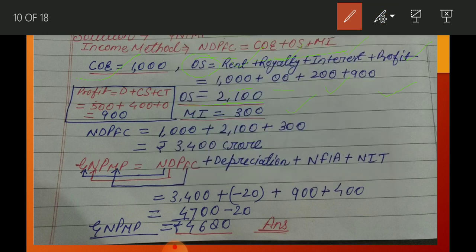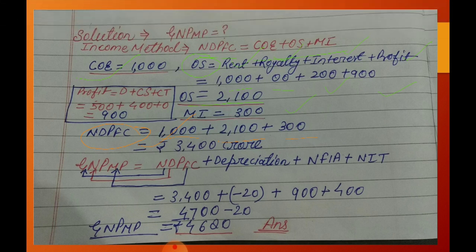When we add 1000, 2100 and 300, we get the value of 3400. This is the value of net domestic product at factor cost. And what do we have to calculate? The question is about GNP at MP. We are required to calculate gross national product at market price.